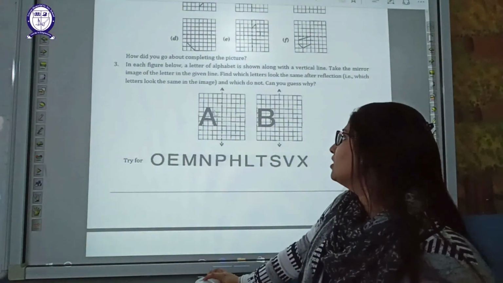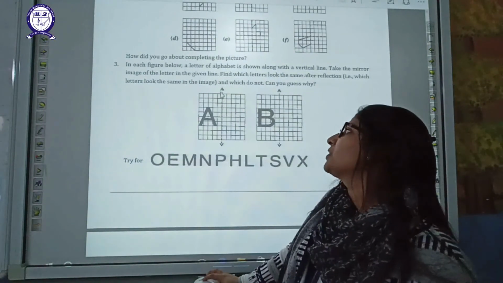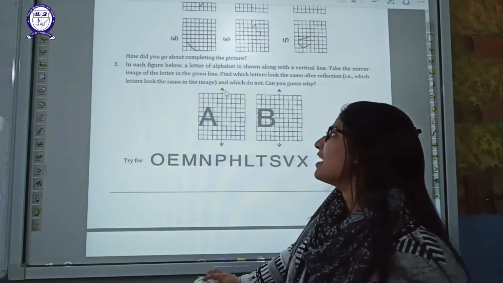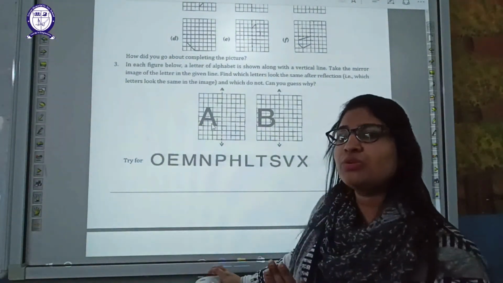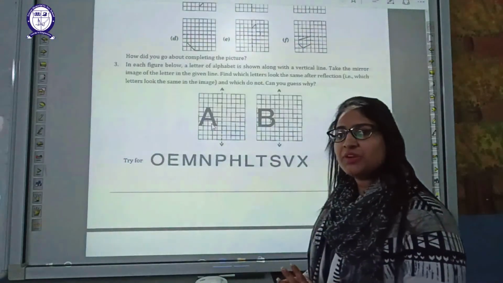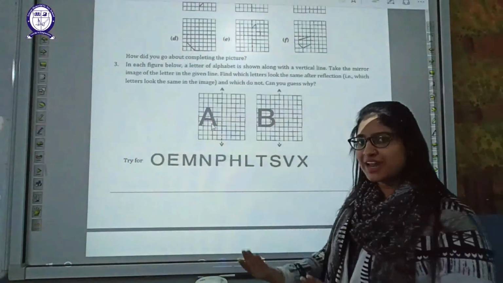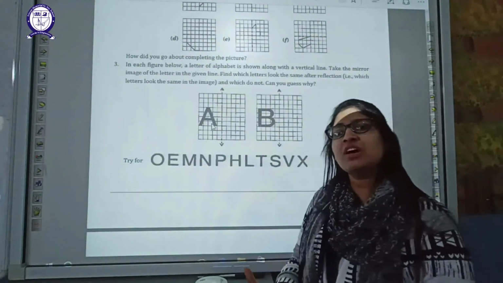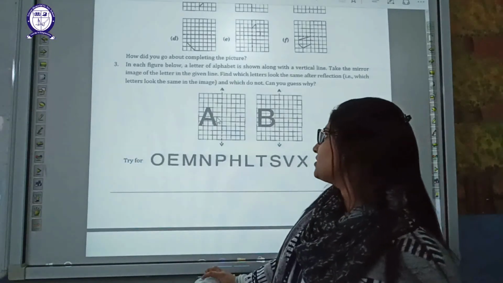Can you guess why? Okay, so students, in this, what is shown is that this vertical line is acting as a mirror. When you stand in front of the mirror, you know that the exact image of yours can be seen in the mirror, right? But the only difference is that your left is shown as the right side of the mirror and your right is shown as the left side of the mirror, right? So the same is the case here.